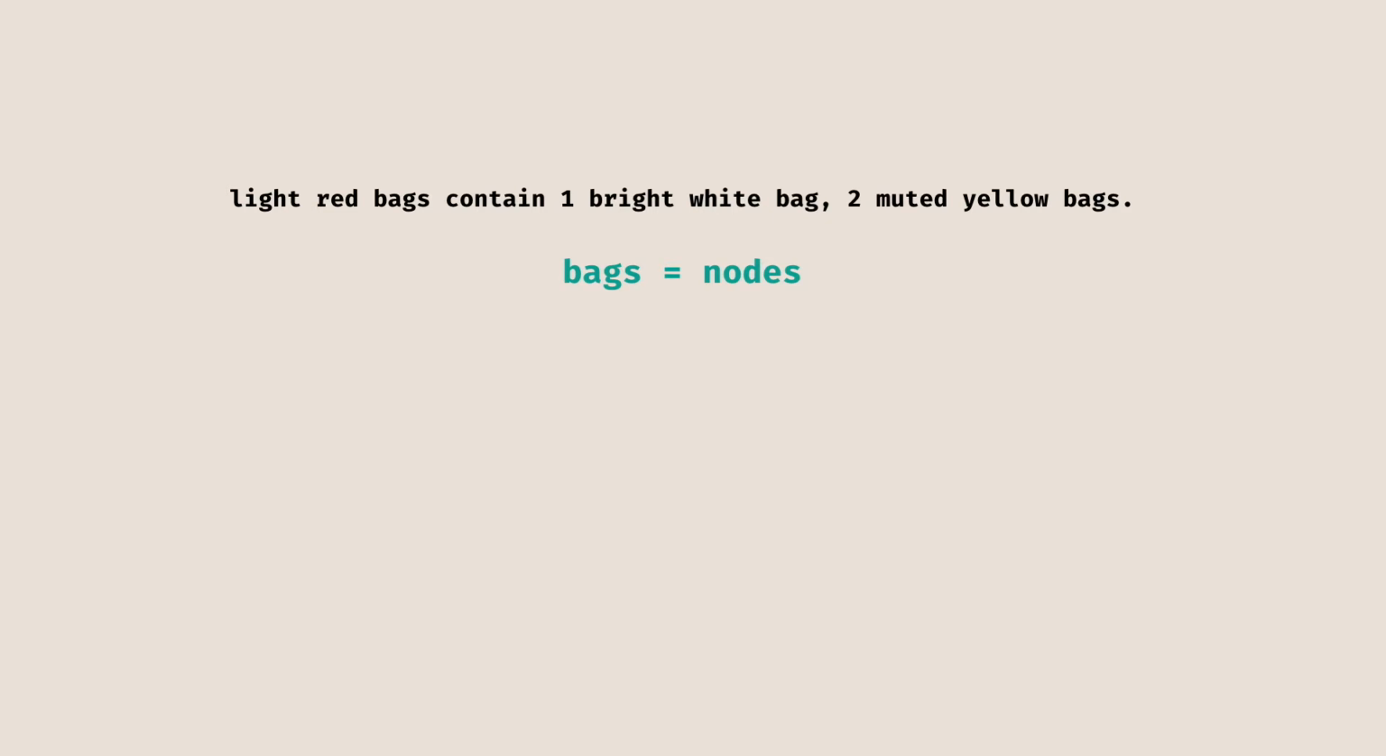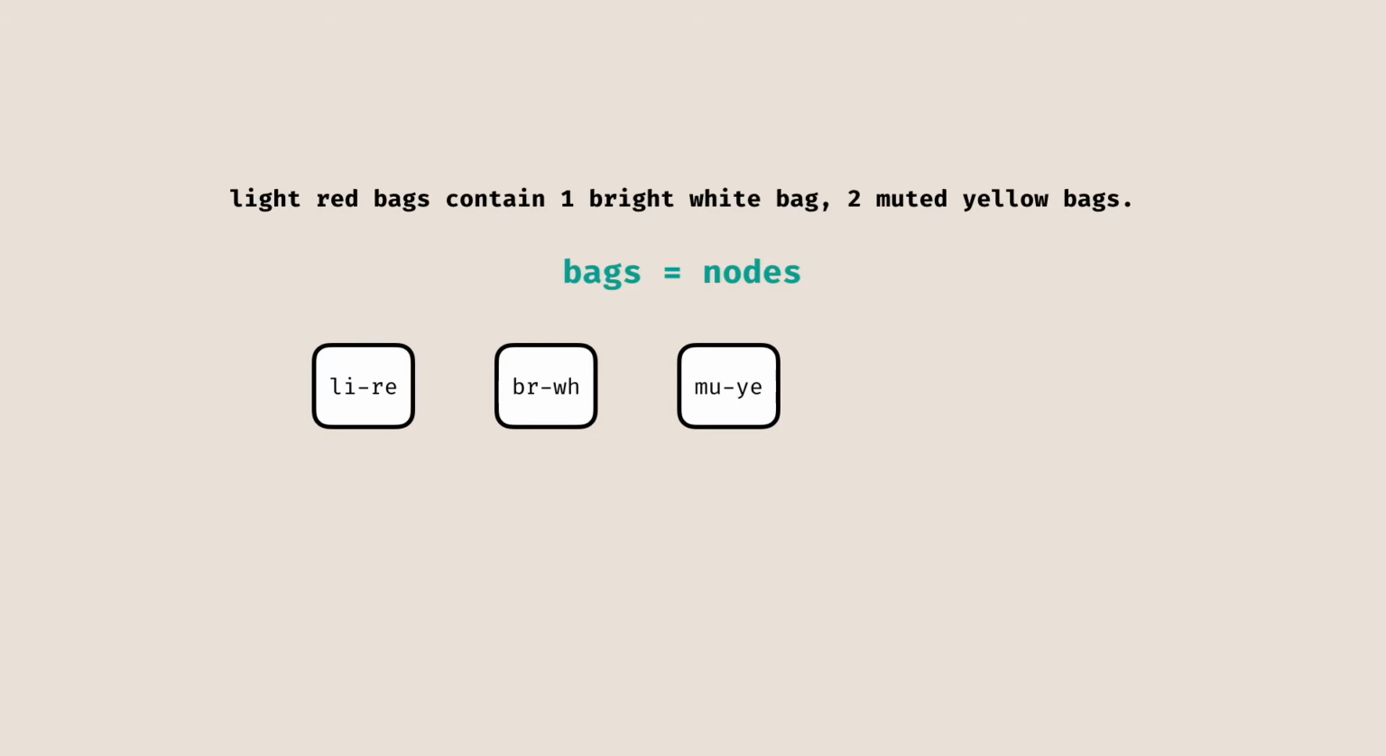So for example, I can have a light red node, and just to keep things clean, I'll abbreviate these node IDs. I'll call this li-re, or my light red node. And I'll create similar nodes for each of the bag colors in this sentence. So I have a bright white node, as well as a muted yellow node.